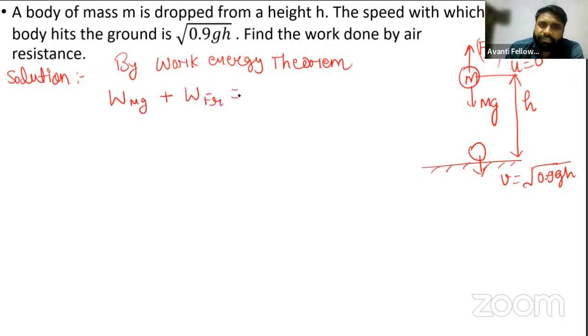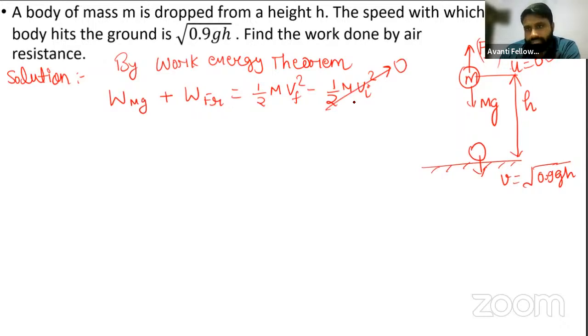and work done by friction is equal to the change in kinetic energy, 1 by 2 times m v final square minus 1 by 2 times m v initial square. Initial velocity is 0 because it is just dropped, so this term will become 0. And final velocity is given to us, which is square root of 0.9 times gh.